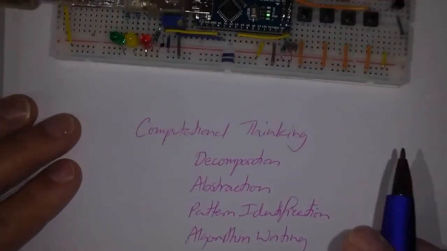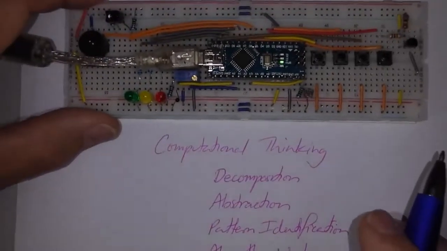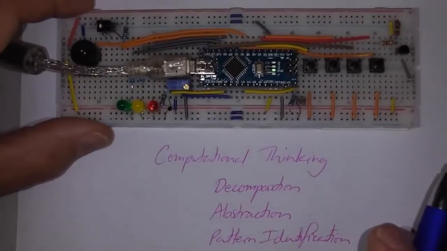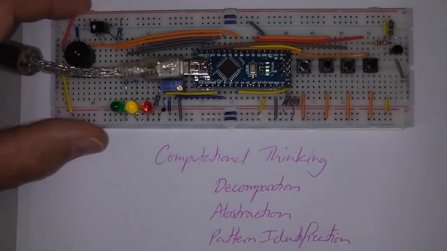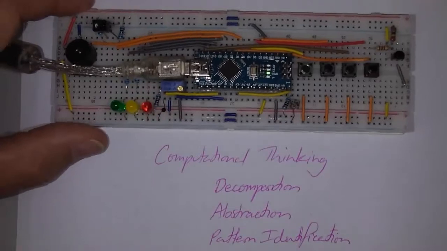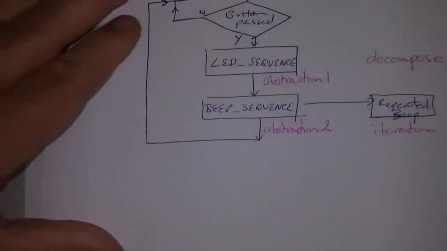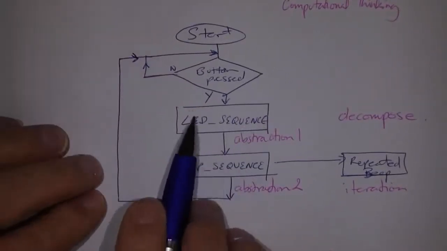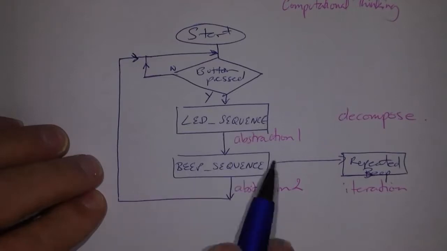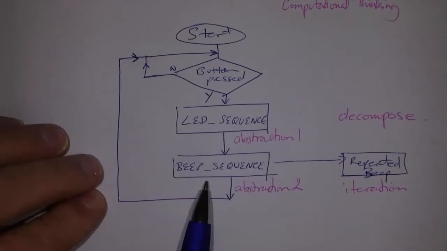So let's have a look at this countdown timer. I'm going to start with thinking about what can I decompose it into? What are the abstractions here? So here it is again, the LEDs, and then the beeps. So what I've done is I've thought about this as two abstractions. The first abstraction is the LED sequence, and the second abstraction is the beep sequence. So that makes it nice and clear.